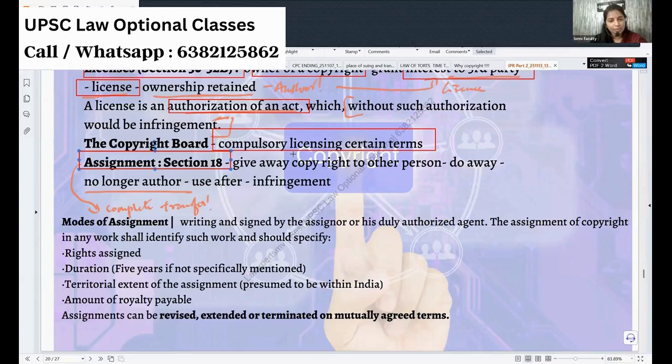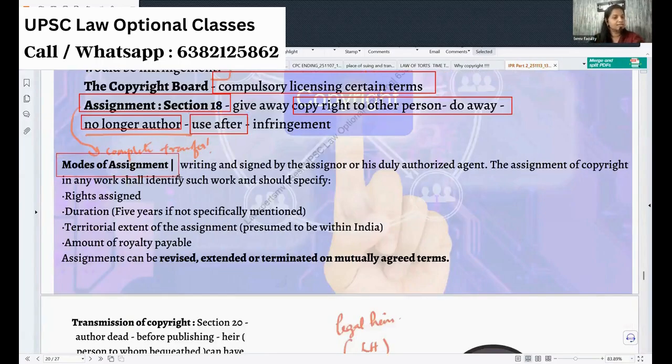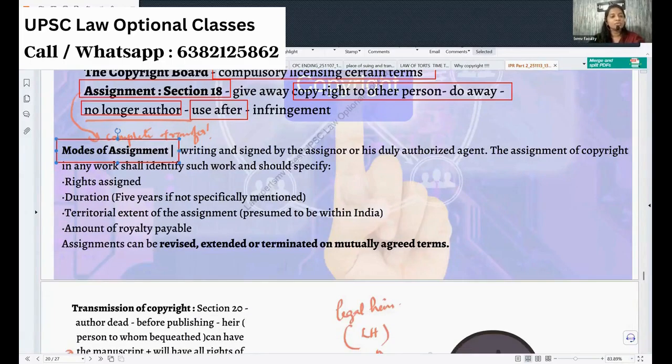So you give away the copyright to the other person, you do away, and no longer you are the author. So after assigning, if you are using it, if you're doing it, then the author is infringing that work. Okay, that is the power of assignment. It is dealt under Section 18. So how do you assign it? What are the modes of assignment is very, very important. So you do it by writing and signing, just like a property that we give, right? Transfer of property. Like that you do it.